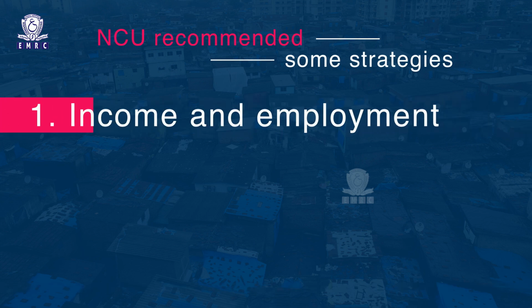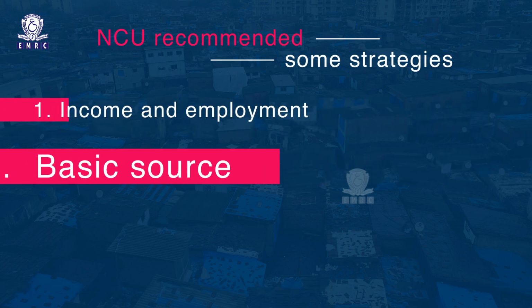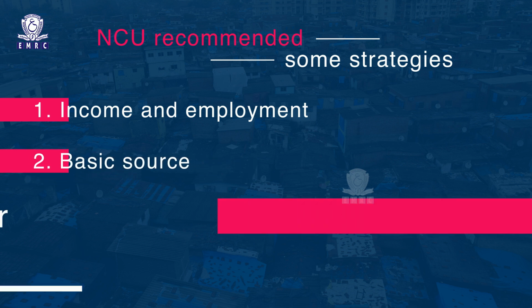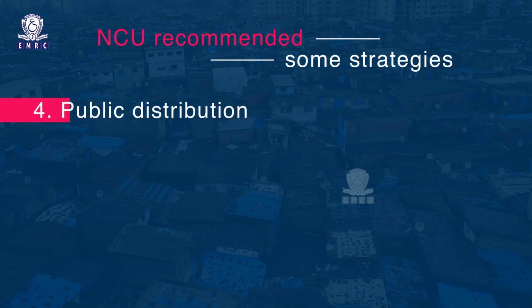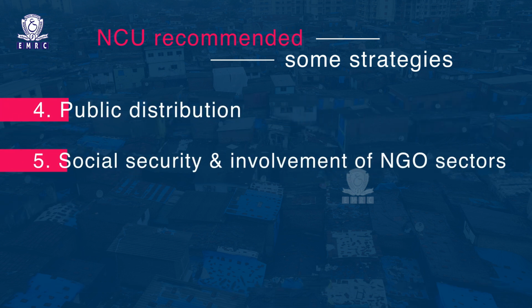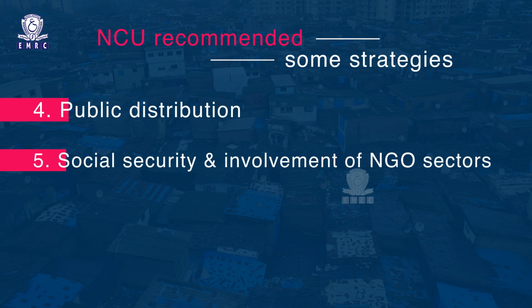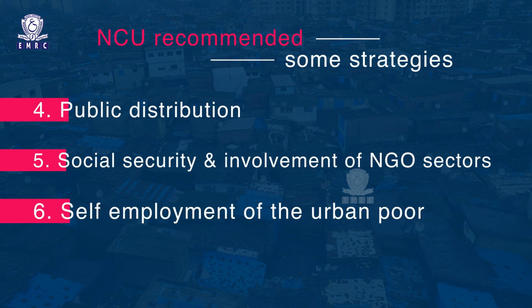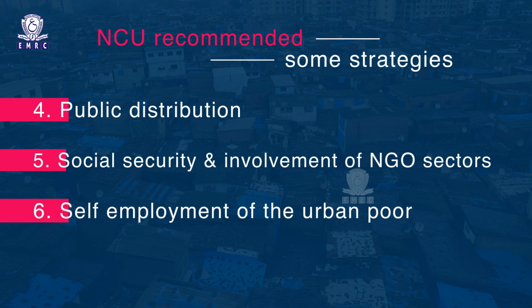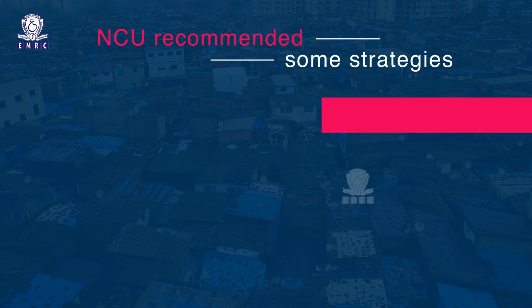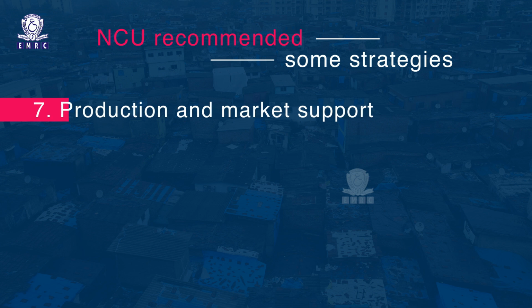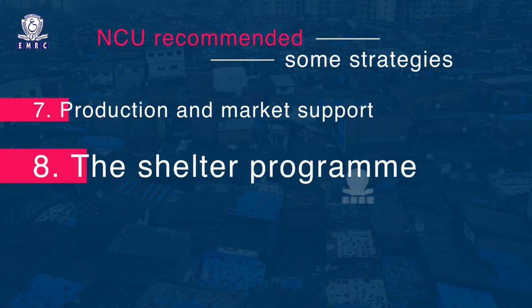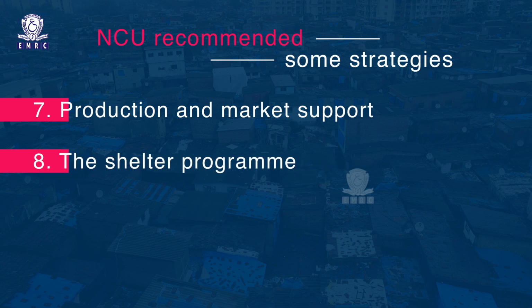1. Income and employment, 2. Basic resource, 3. Shelter, 4. Public distribution, 5. Social security and involvement of NGO sectors, 6. Self-employment of the urban poor must be encouraged by an appropriate credit support system. 7. Production and market support should be given to the self-employed urban poor. 8. The shelter program should be used to provide employment to the urban poor.